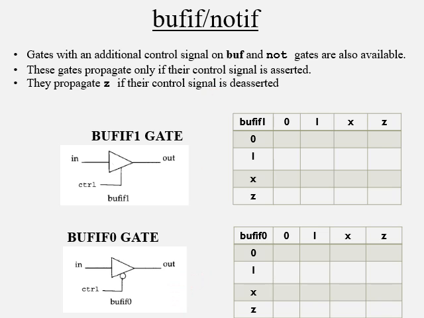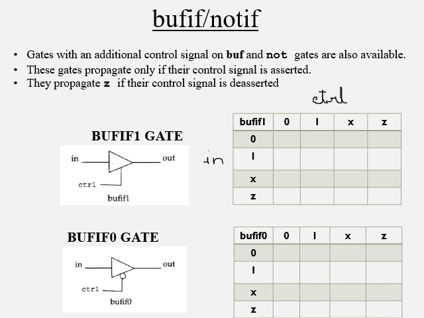Based on this we can write the truth table. Here let me take this as the input and this is the control input, and the remaining cells will be the output. These are the input values and these are the control values. So for buff if 1, the active value of the control is 1.